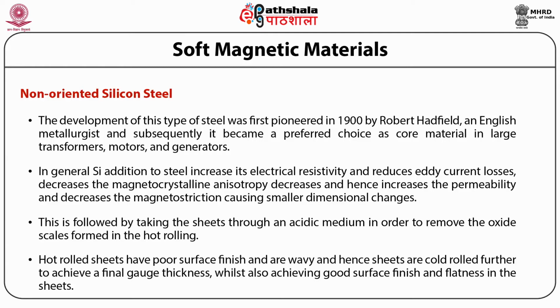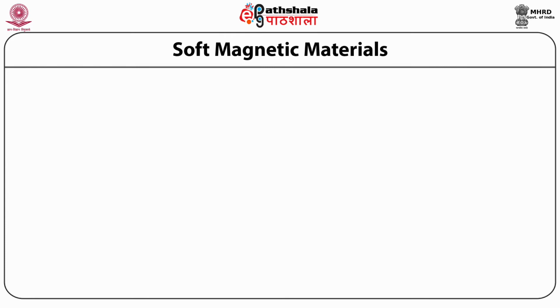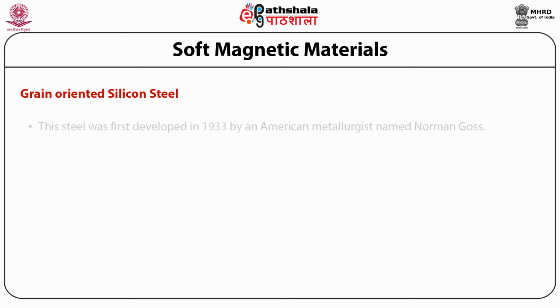Further heat treatments may be carried out to improve the magnetic properties as well as to alter the carbon content. The next, or the last, type of iron silicon alloys is the grain oriented silicon steel. This steel was first developed in 1933 by an American metallurgist named Norman Gauss.